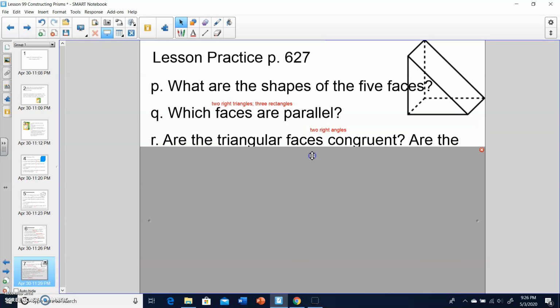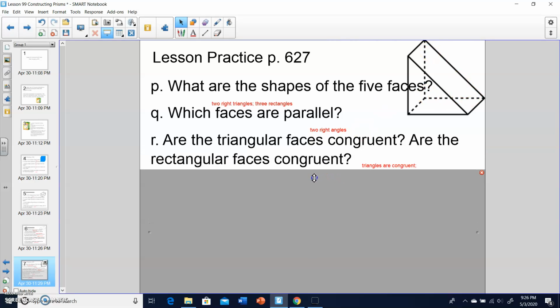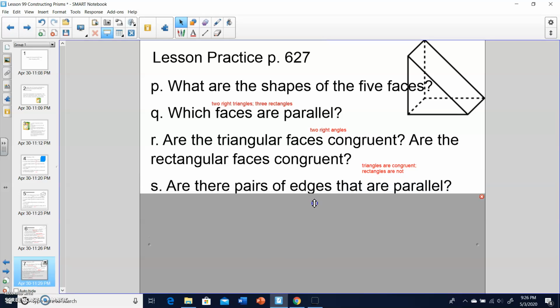Are the triangle faces congruent? Are they the same size and same shape? Sure. Are the rectangular faces congruent? Okay, this one looks to be the same size as this one, but this rectangle here looks to be longer than these two. So the triangles are congruent, but the rectangles are not.